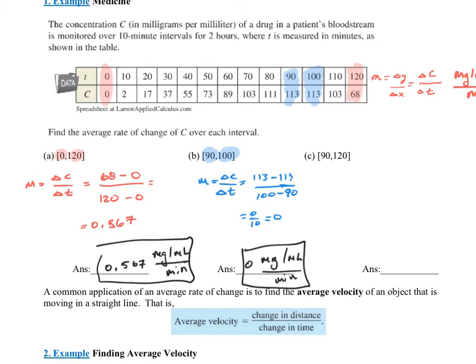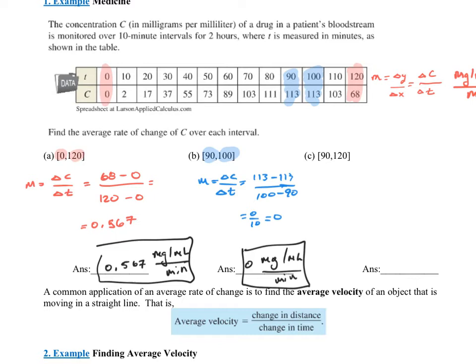Again, we're not saying what the actual concentration was. We're just saying there was no change in the concentration. So the 0 doesn't mean there was none in the bloodstream. In fact, there was 113 milligrams per milliliter in the bloodstream. All we are talking about is how much it changed over that time.